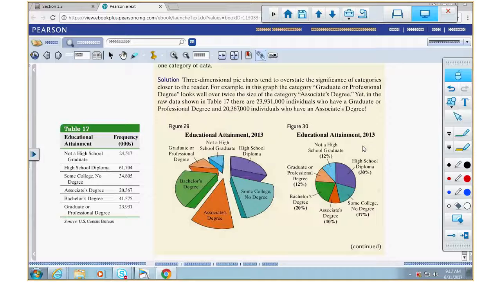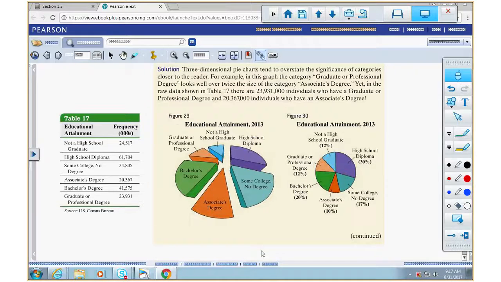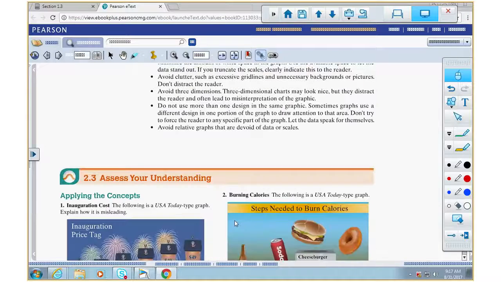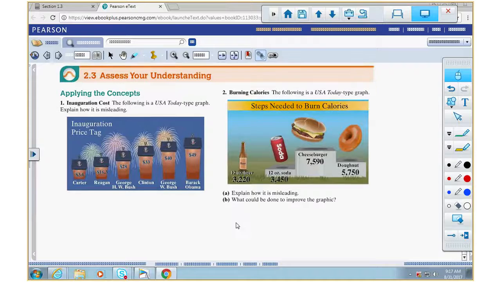104%. So doesn't that look pretty to you? It looks like it's what? It's good to go, but it's not. Okay. Question. Here's some others. You'll have to look at those.